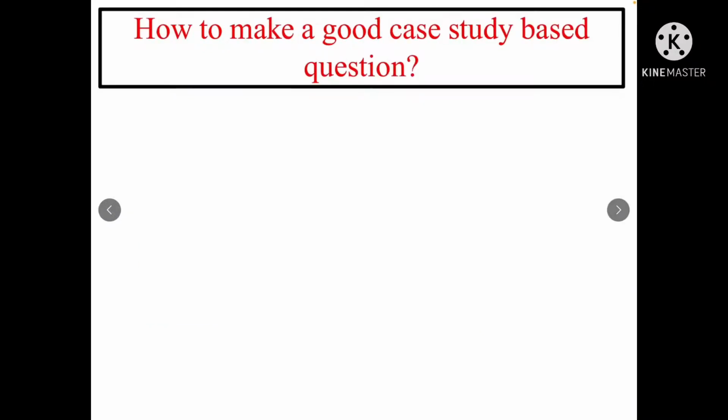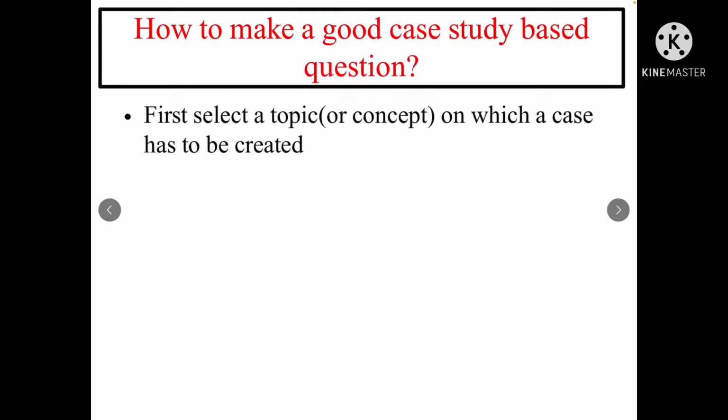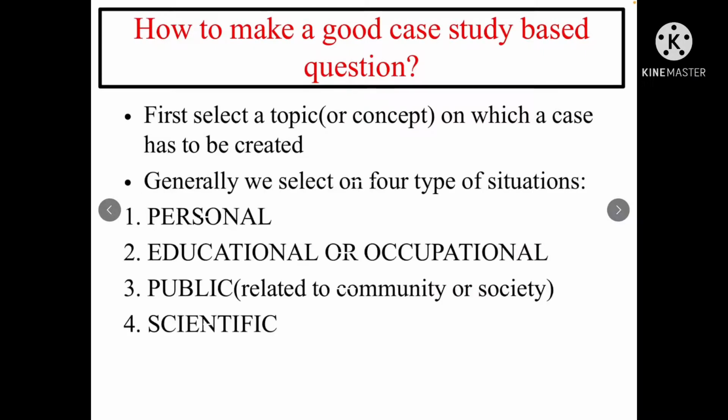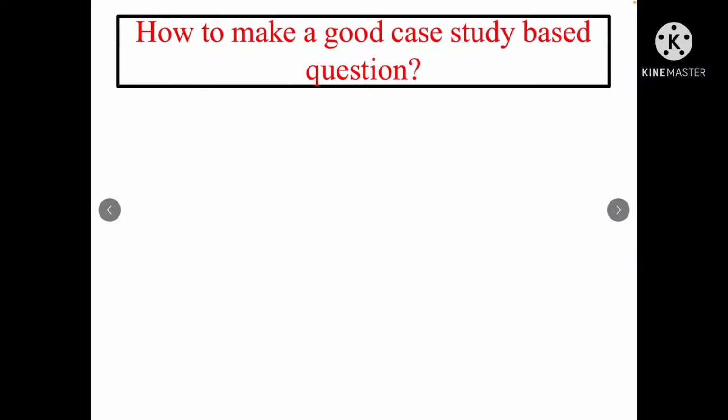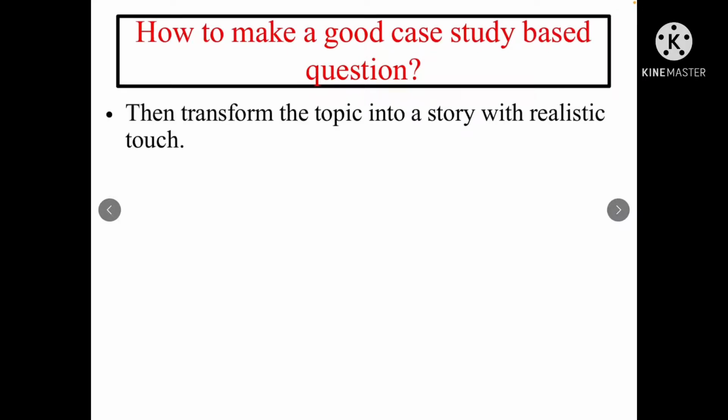How to make a good case study based question? First, you have to select a topic or concept on which a case has to be created. Generally, we select 4 types of situations: personal, educational or occupational, public, meaning related to community or society, and scientific. Then transform the topic into a story with a realistic touch.